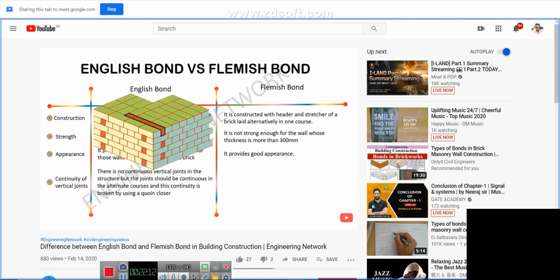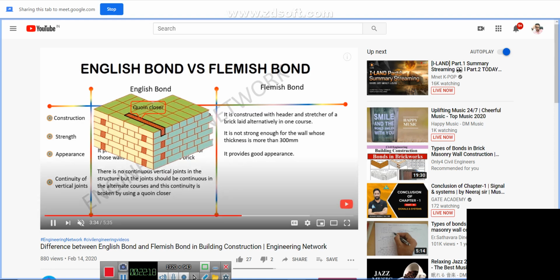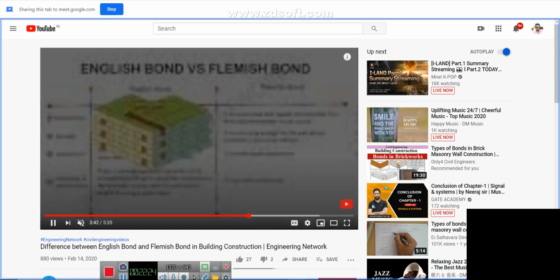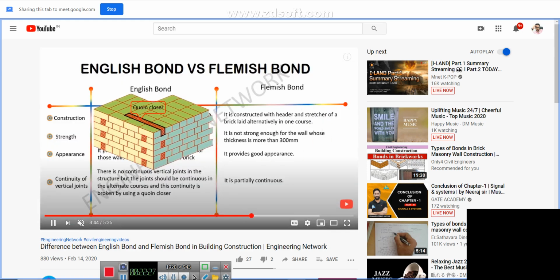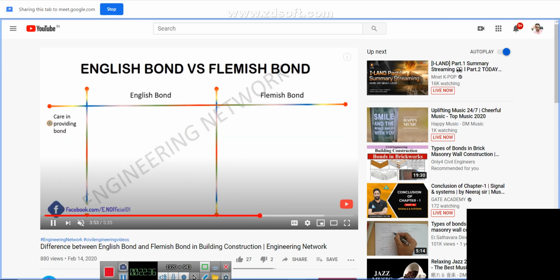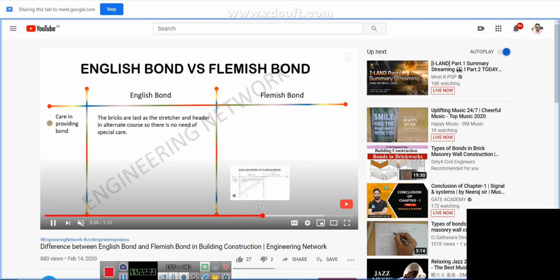Now let us see what is the case in a Flemish bond. It is partially continuous. Just observe a Flemish bond. Next, in English bond the bricks are laid as stretcher and header in alternate courses, so there is no need of special care. And in Flemish bond, the bricks are laid as stretcher and header in a single course, so special care is needed.